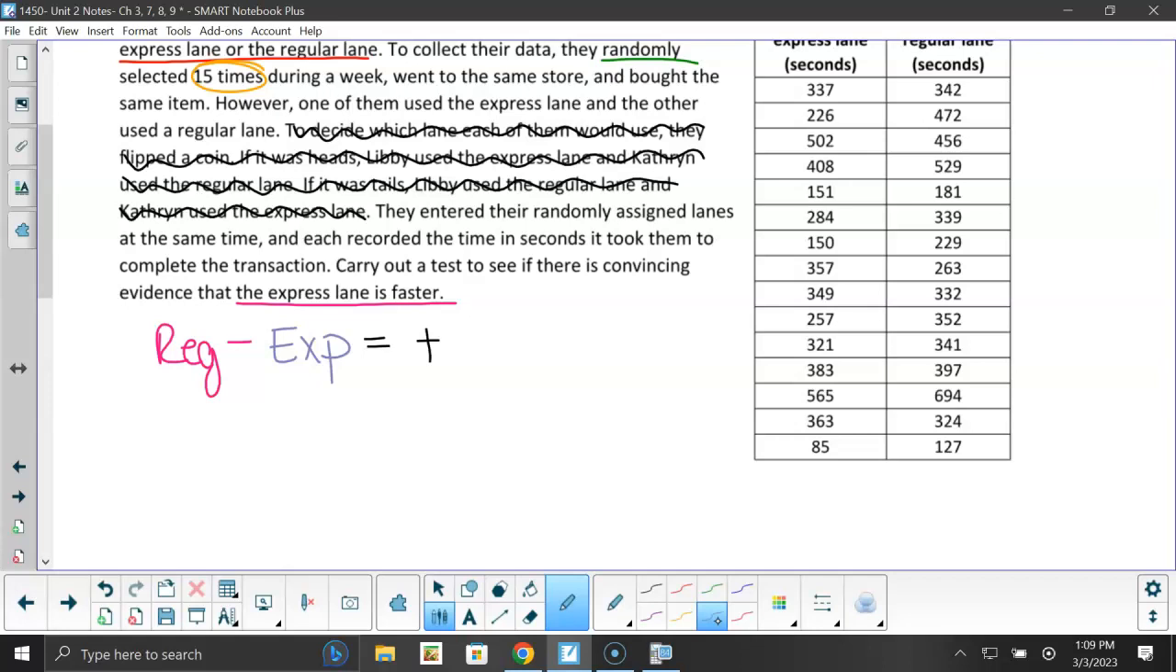Does that make sense? So, I'm going to say that my null is going to be that express minus regular, not express, regular minus express, regular minus express equals 0. Why do I want it to equal 0?